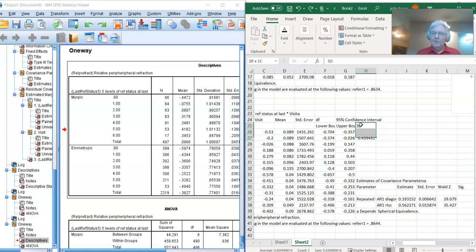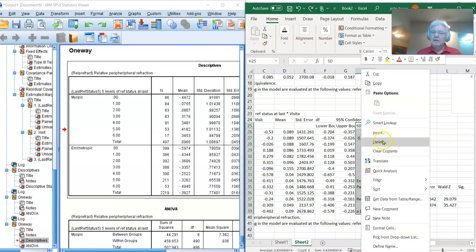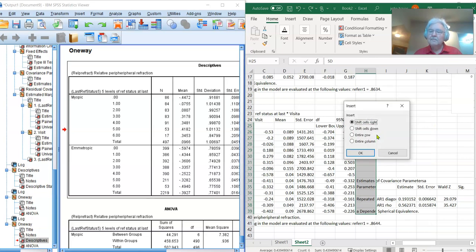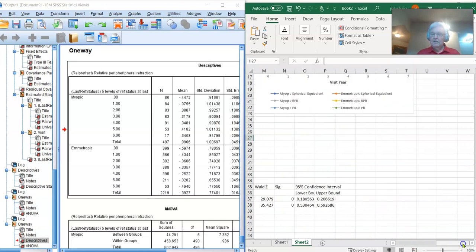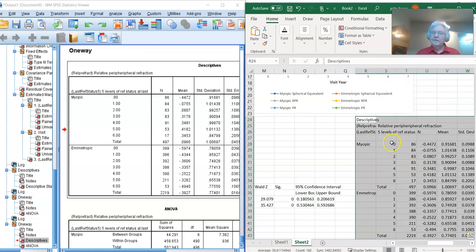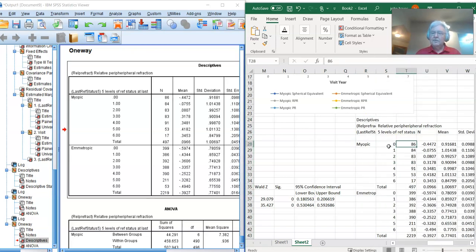Let's just insert one row or one little space. Insert. Shift cells to the right. Okay, now we've made a space for our n. Now, copy this guy. Come over here. Paste it. Let's copy these. Oops, these.